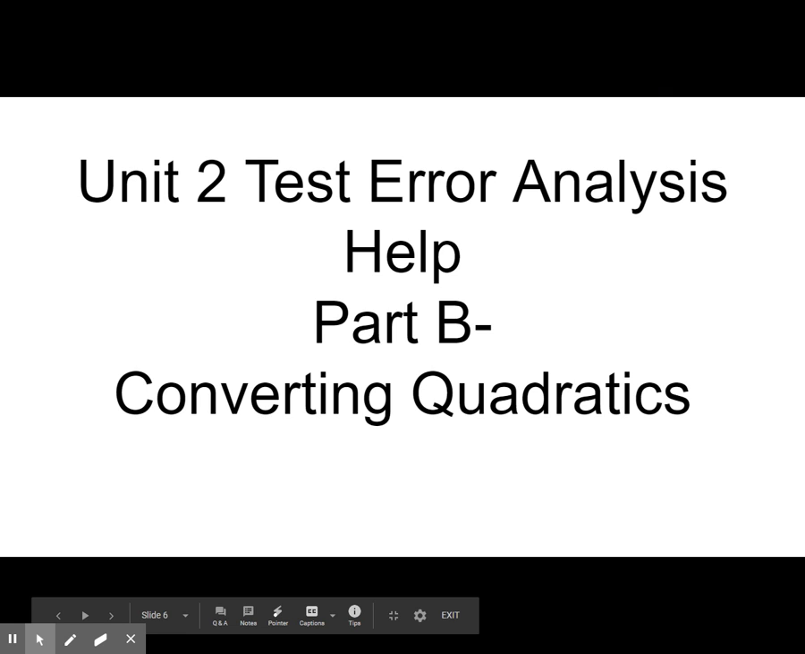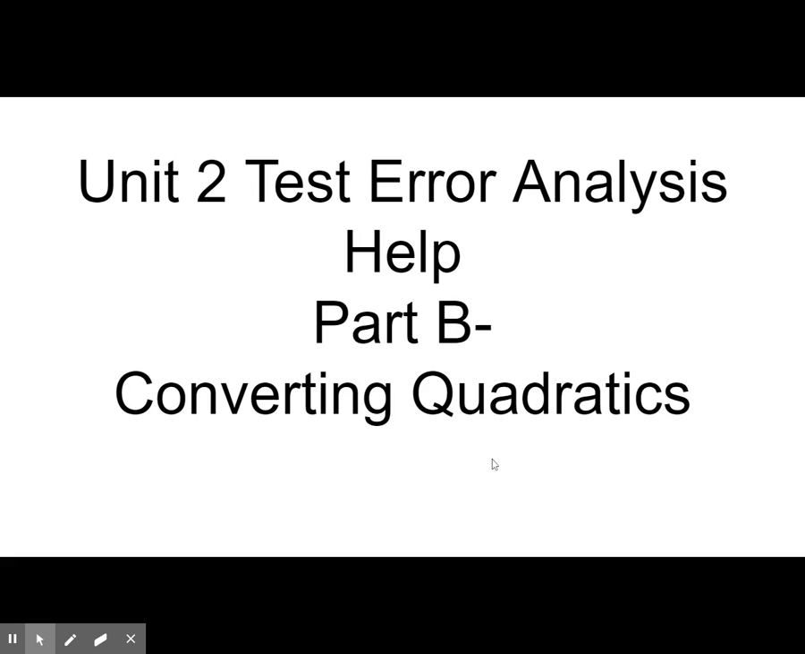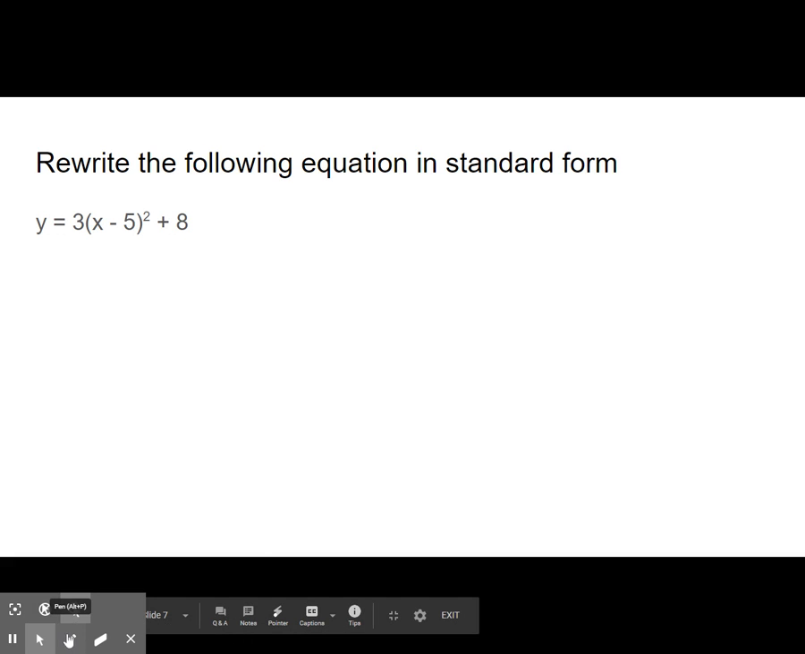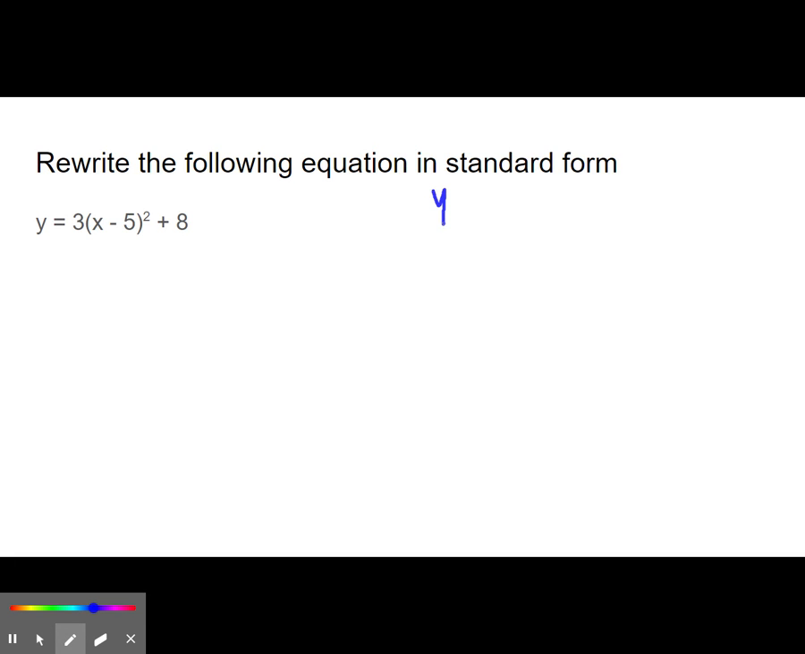All right, guys, so this is part B of the Unit 2 test, which is on converting quadratics. So this will cover questions 3 and 4 from the test. Similar to question 3, we are given an equation in vertex form, and we are asked to rewrite the equation in standard form. Now remember, standard form is y equals ax squared plus bx plus c.